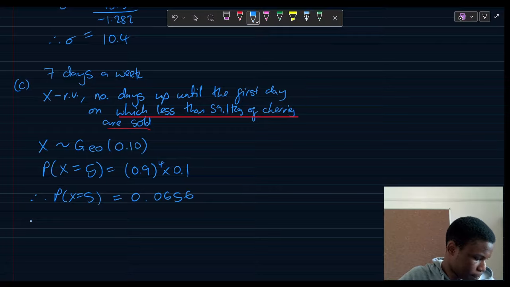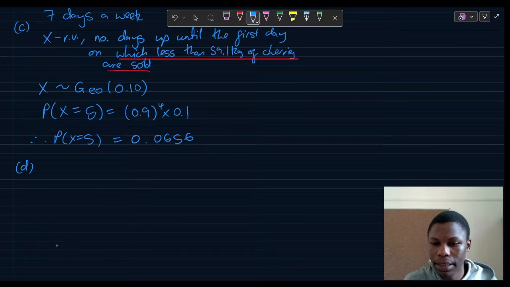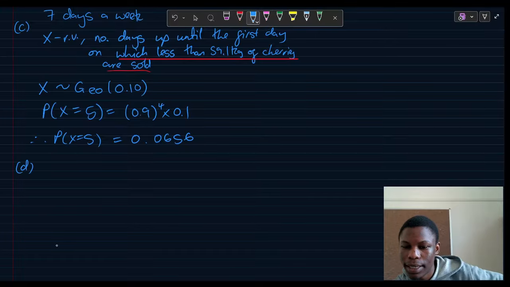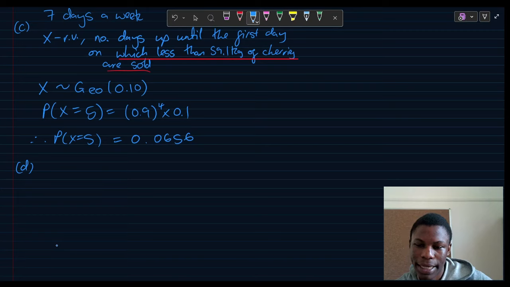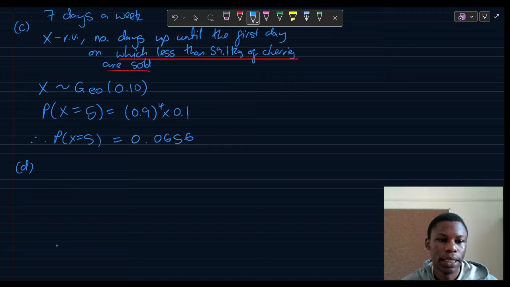0.0656. And then we've got part D, which says find the probability that in a randomly chosen week, the first day on which less than 59.1 kgs of cherries are sold is before the fifth day of the week. Okay, that's a mouthful.